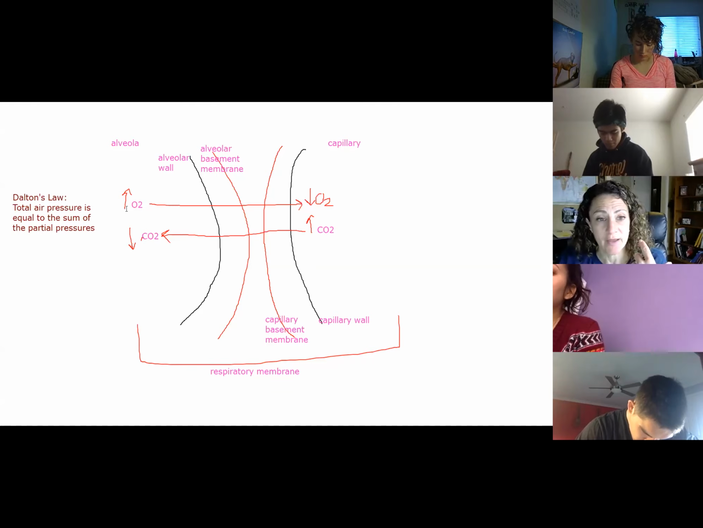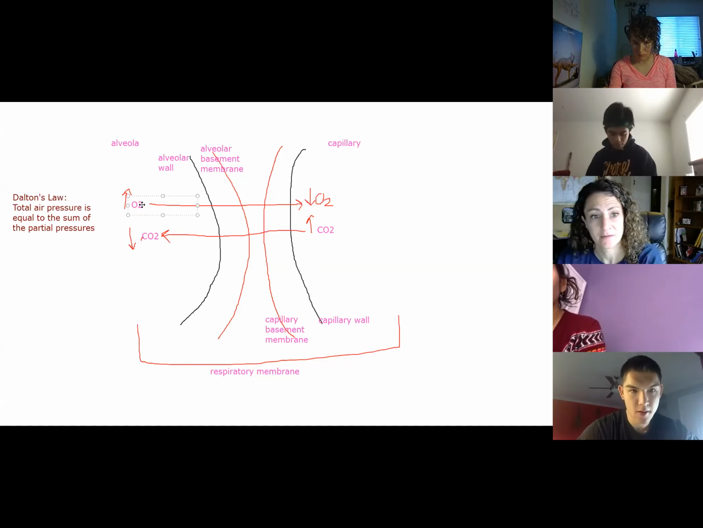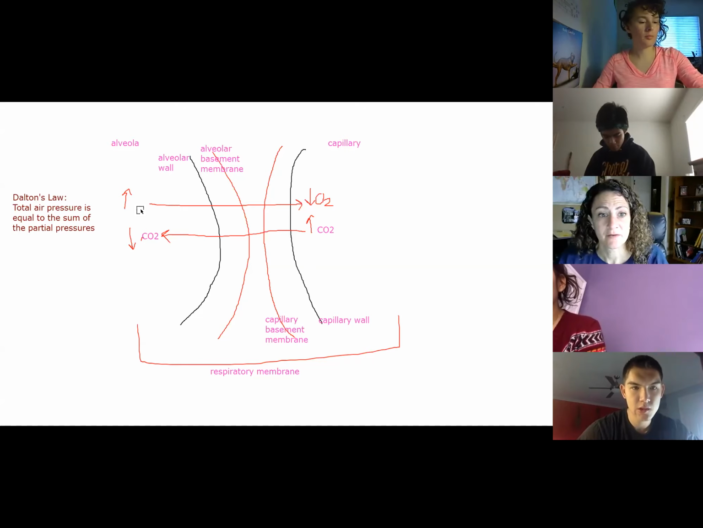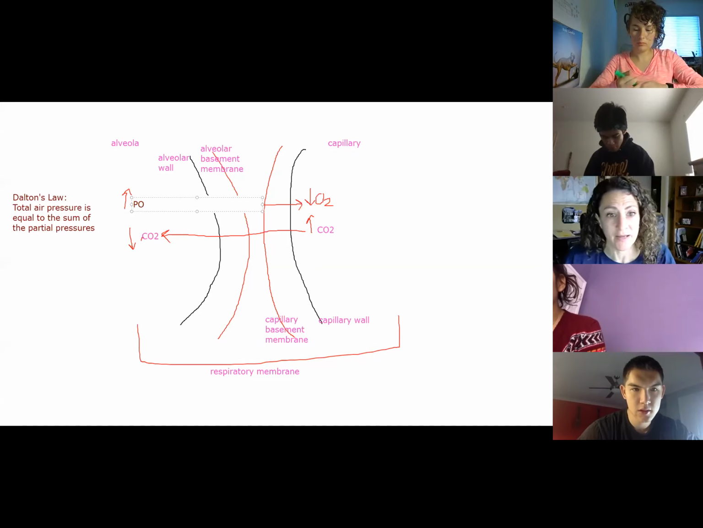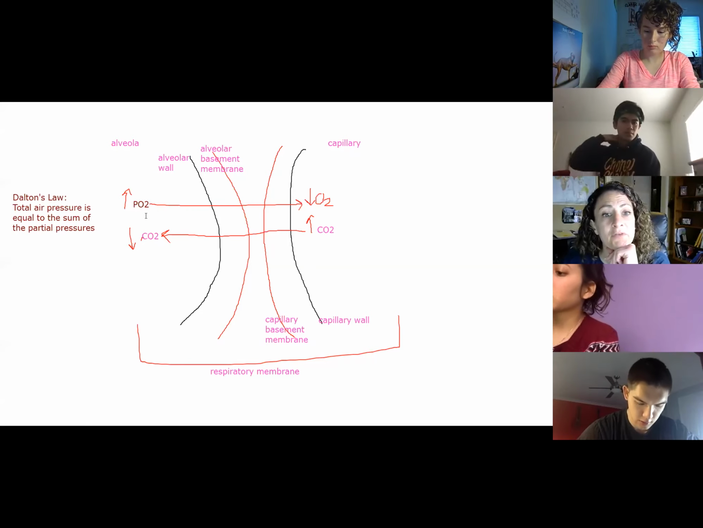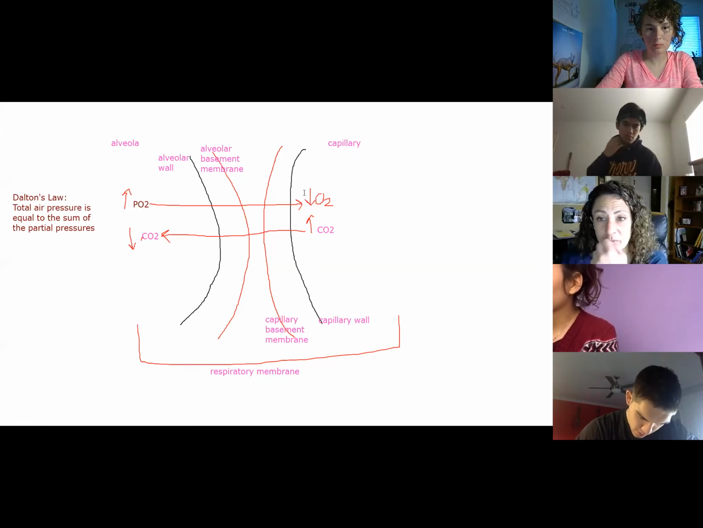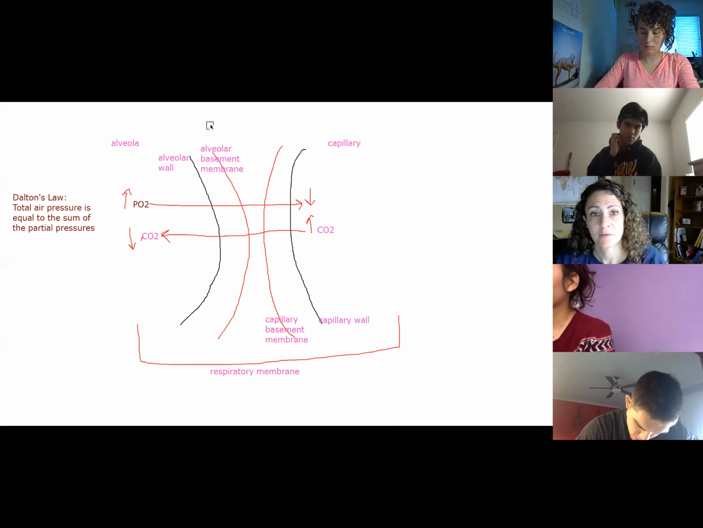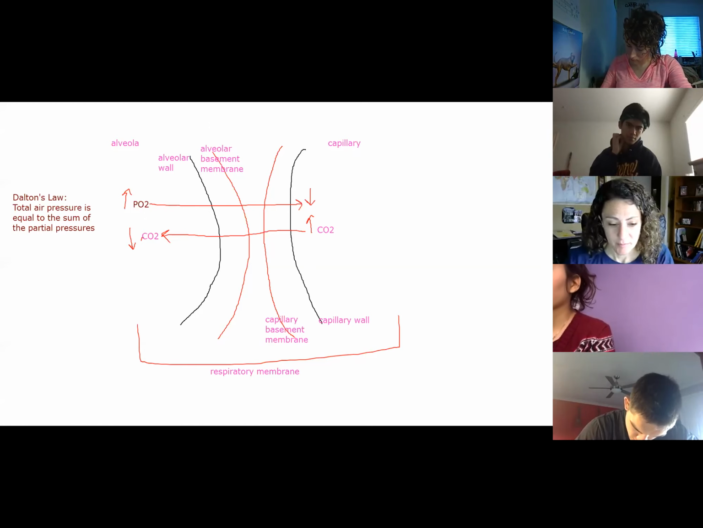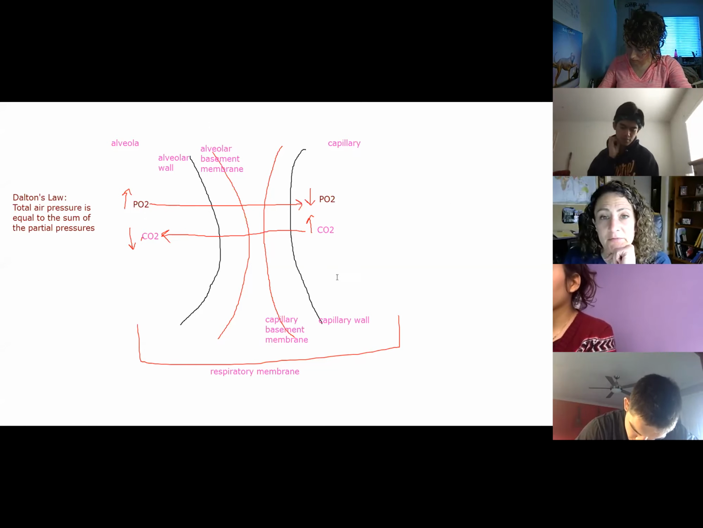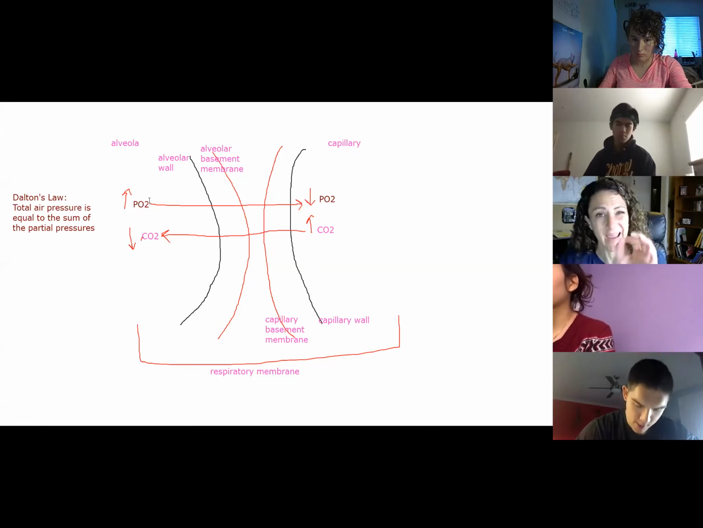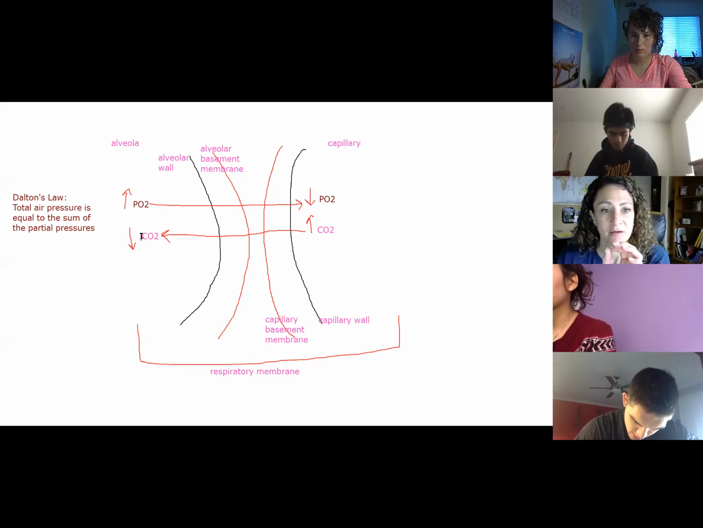So the way we're going to use that is, now when I say there's a lot of oxygen present, instead of saying there's a high level of oxygen, I will say there's a high PO2. That means there's a high partial pressure of oxygen, which means there's a lot of oxygen present. And over here, I would say there's a low PO2 in the capillaries. So the gas is going to move from an area of high partial pressure to an area of low partial pressure.